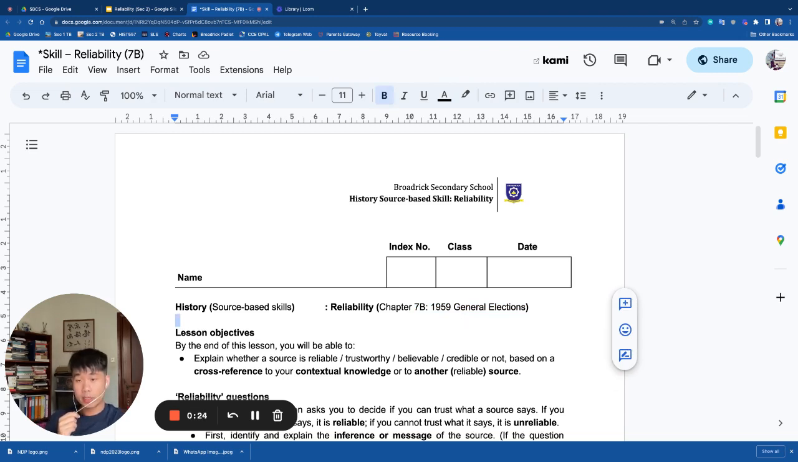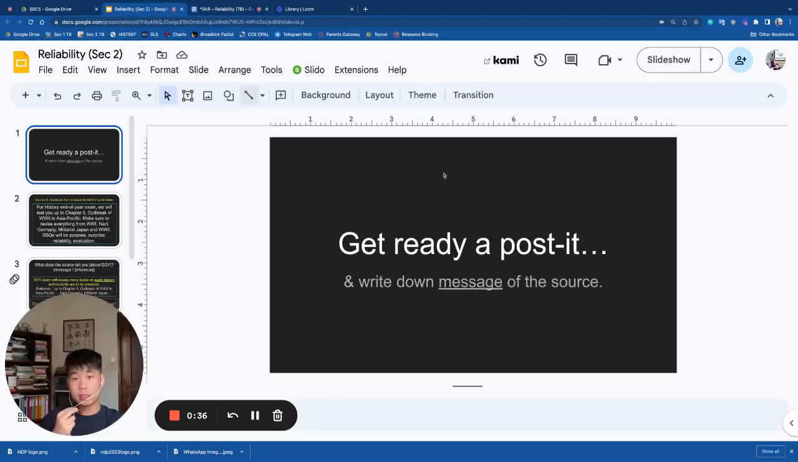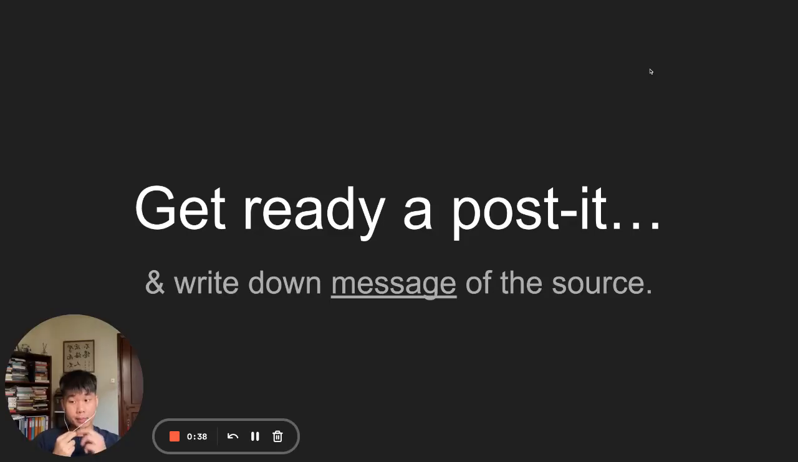And so the lesson today is really about whether we can find a source reliable. In other words, do we believe a source? Do we trust it? Do we find what it says credible? And to teach you this concept of reliability, we're going to use an example directly related to you. So can you take out a post-it and write down the message of the following source?